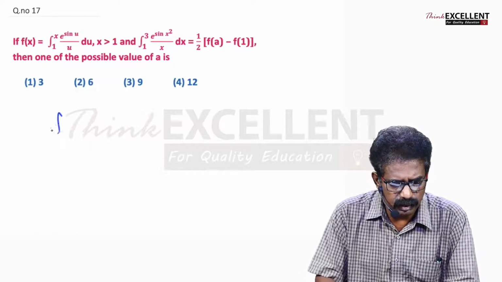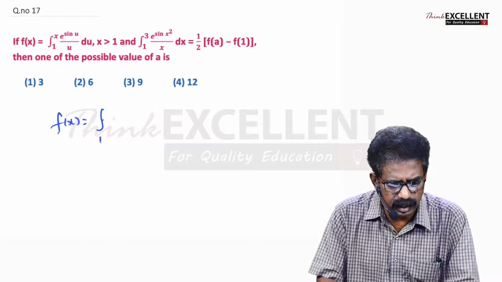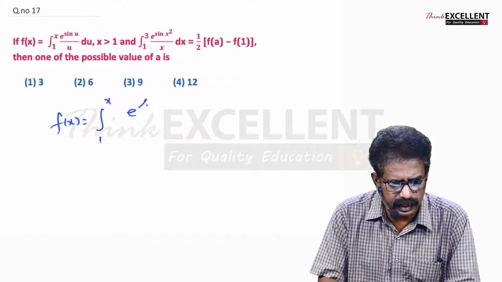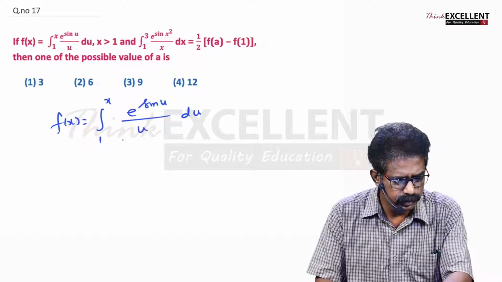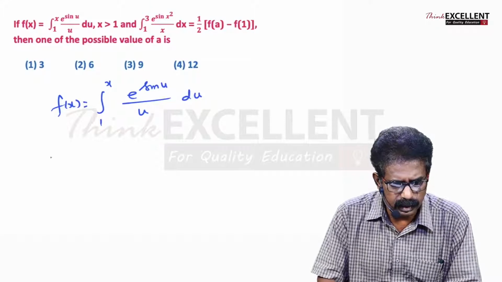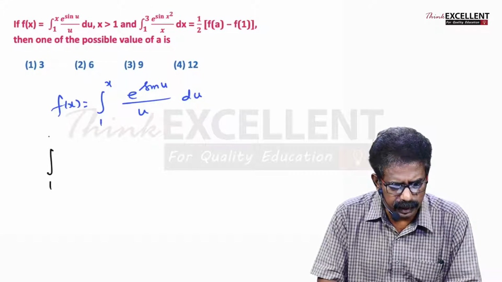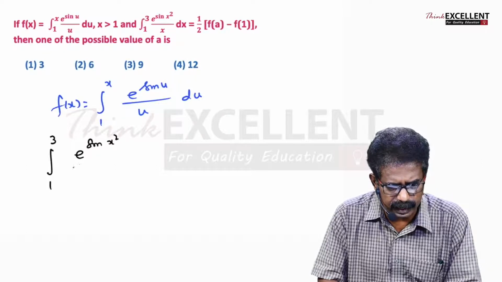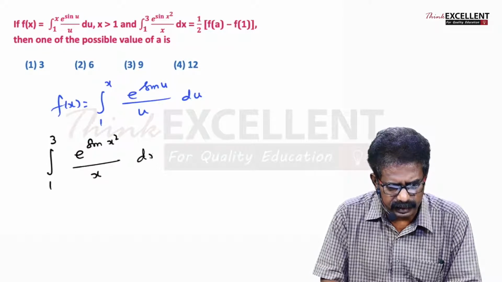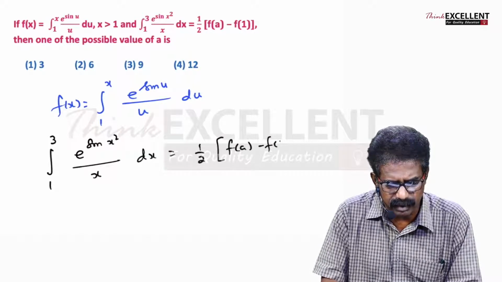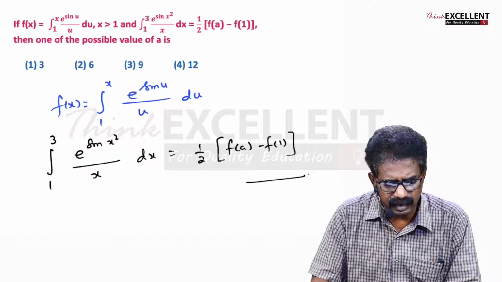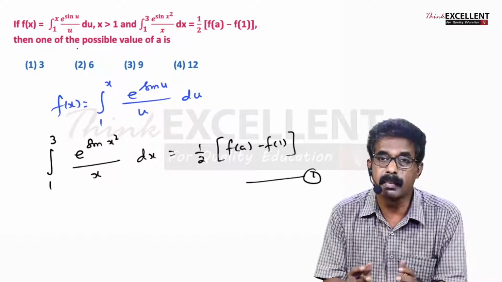Question number 17, you see, little bit different one. F of x equal to, what is given? F of x equal to integral 1 to x e raised to sin u by u du, x greater than 1, and integral 1 to 3 e raised to sin x square by x of dx is equal to 1 by 2 into f of a minus f of 1. They asked to find the value of a, right? One of the possible values of a.